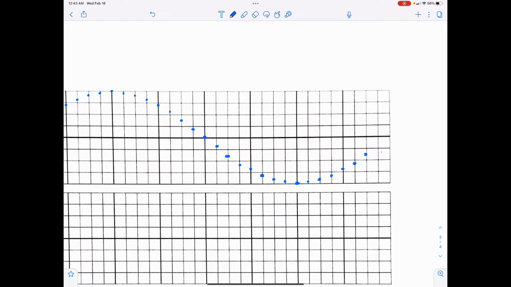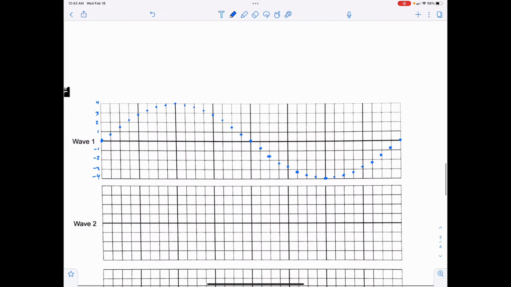And block 32, I am back to 0. So if I draw a nice smooth curve that goes through those points, you can see it would look just like that.